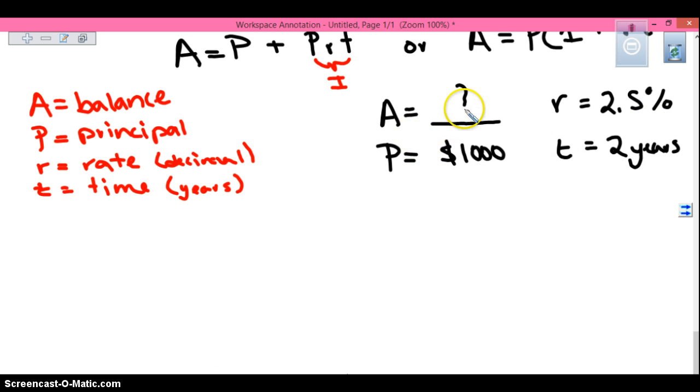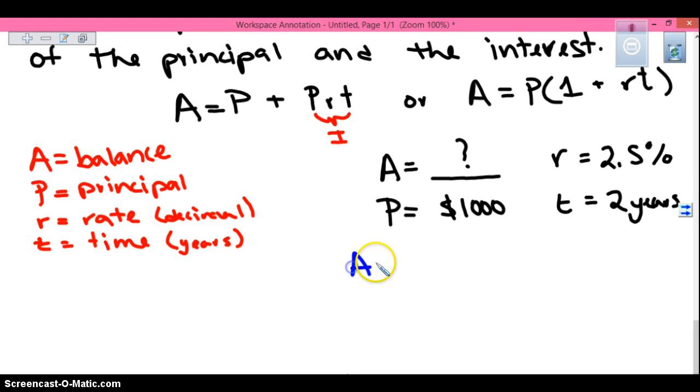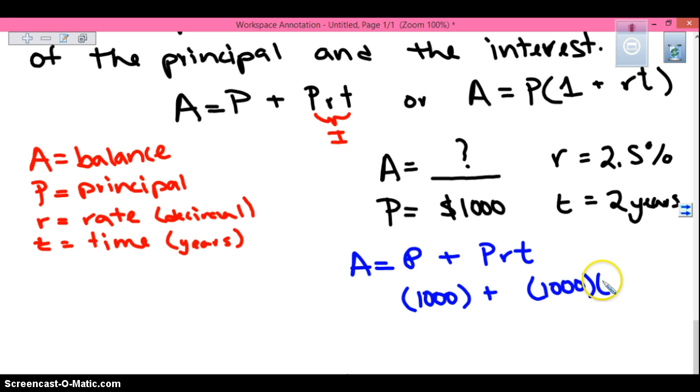Can you find the balance of an account that has a principal of $1,000 at a 2.5% rate for 2 years? Which formula would we use? A equals P plus interest, which is PRT. So what is your principal? 1,000 plus the principal 1,000. The rate, we use it as a decimal, so that means 0.025, and time in years is 2. Yes or no?